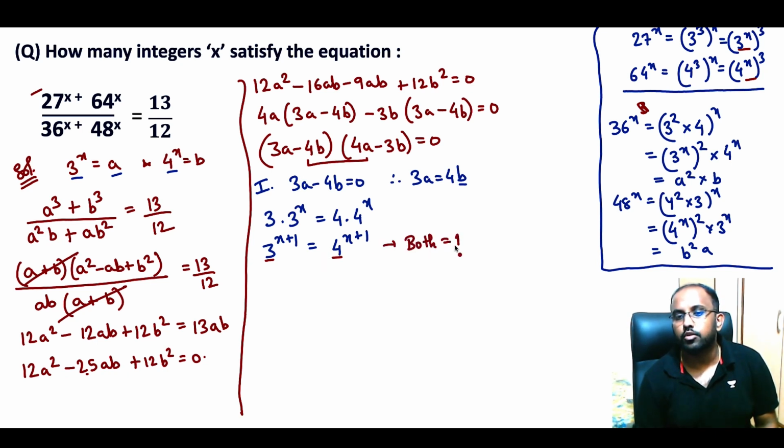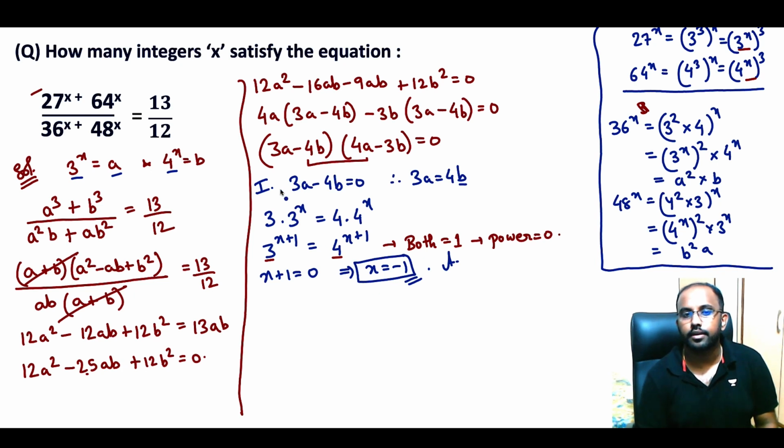So when will both of these be 1? When the power will be 0. So when the power is 0, both values will be equal to 1. So power 0 means x plus 1 will be equal to 0. So in that case x will be equal to minus 1. So x equal to minus 1 is one of the answers for this. Okay, that is from the first case.